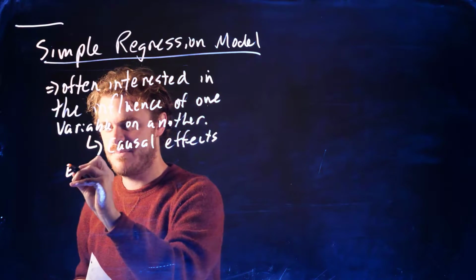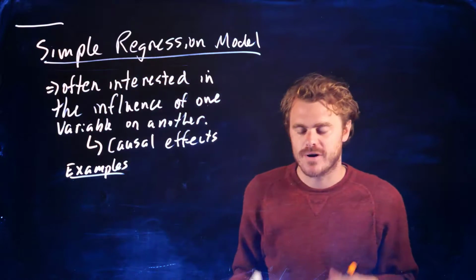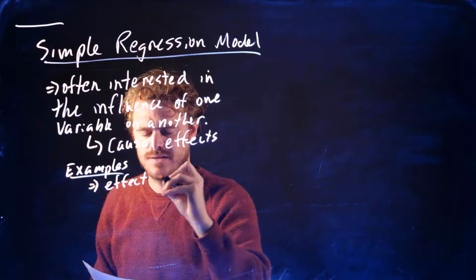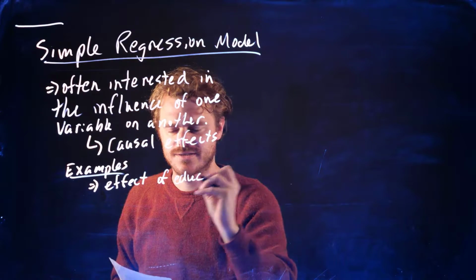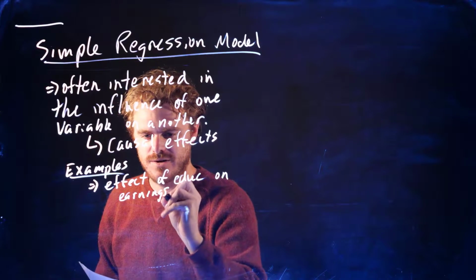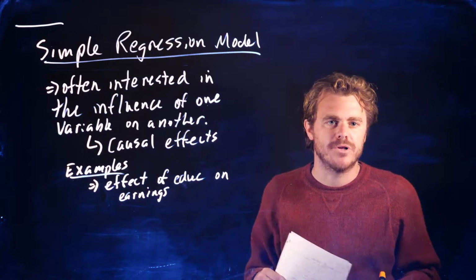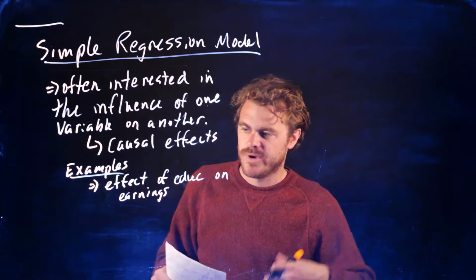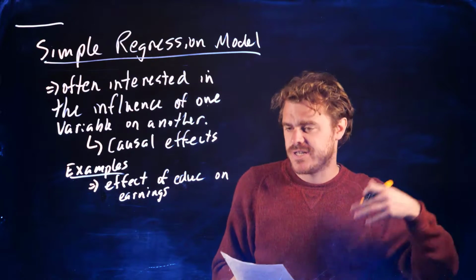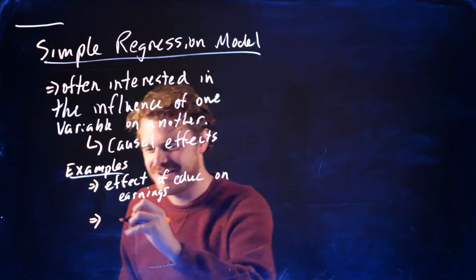So let's think of a couple of examples. You can think of so many examples probably right off the top of your head. Might be the effect of education on earnings, for instance, the return to education. So we're interested in how does one more year of school affect your earnings? Maybe we're interested in human capital accumulation or something like that. We could be interested in the effect of discrimination on wages. We could be interested in the effect of minimum wage on unemployment.